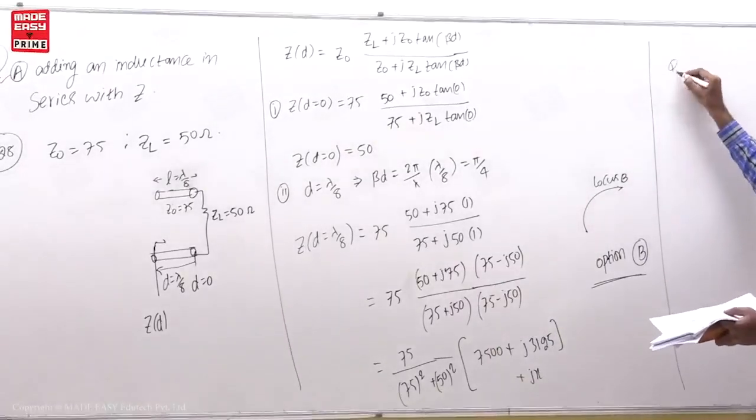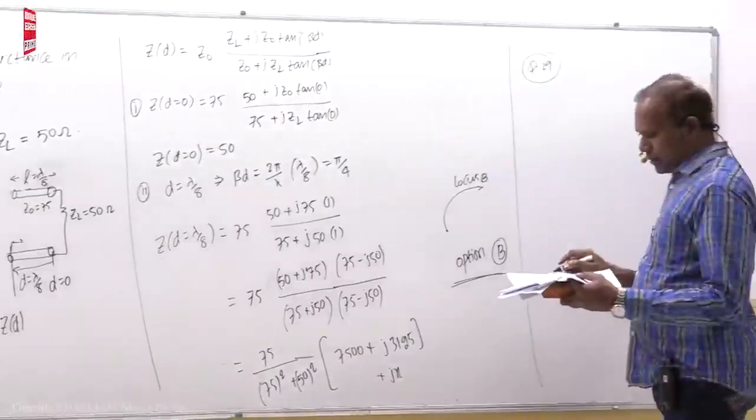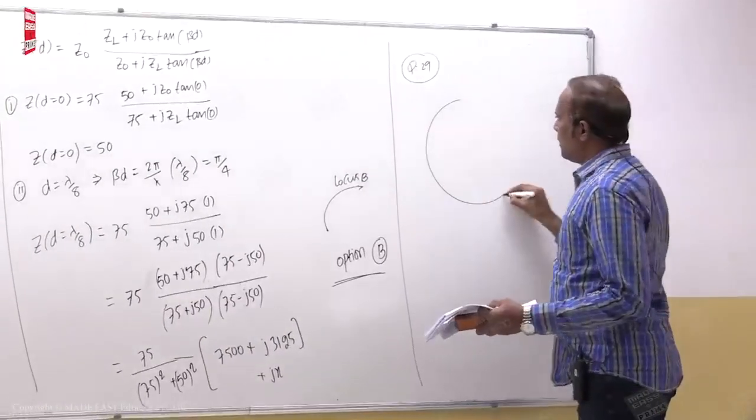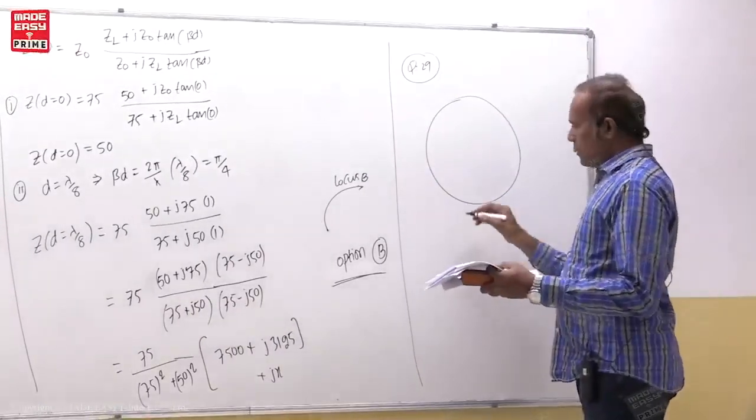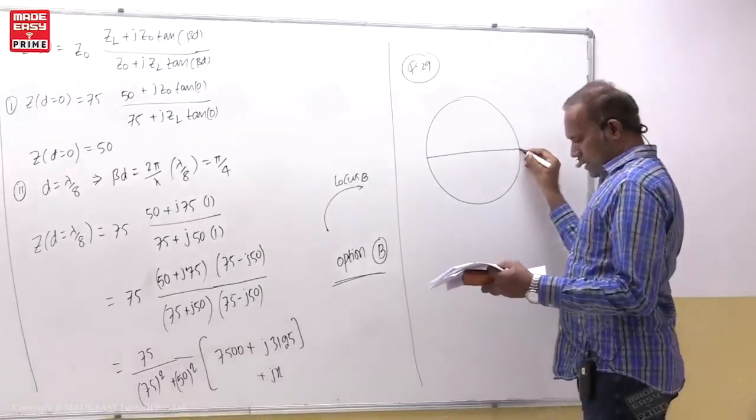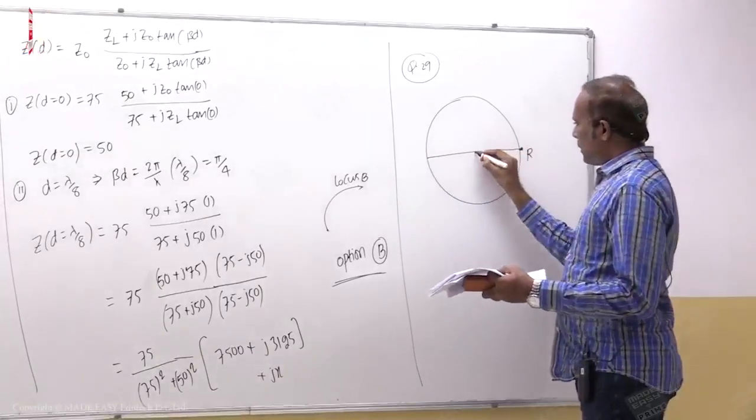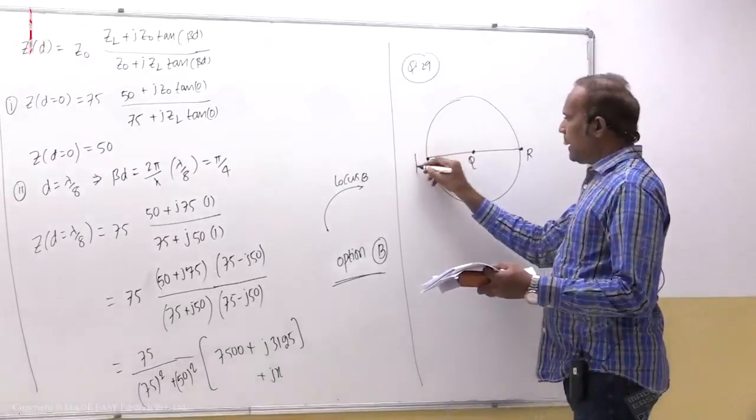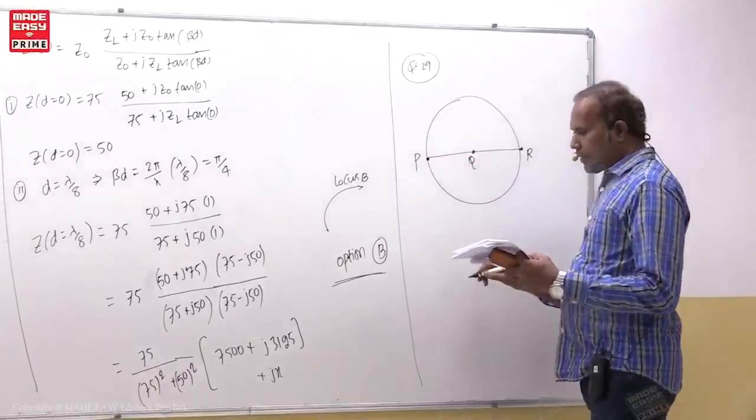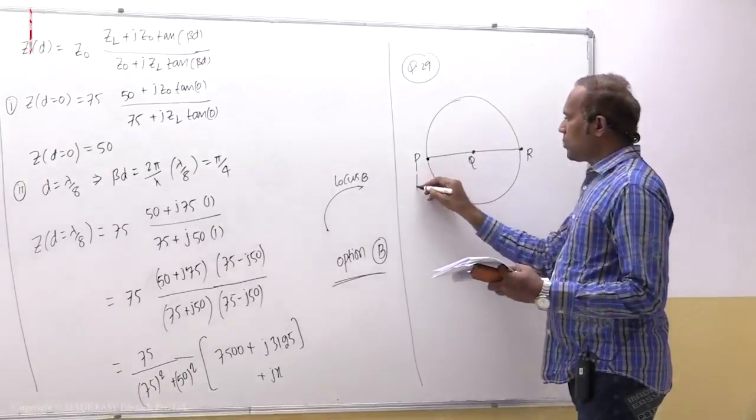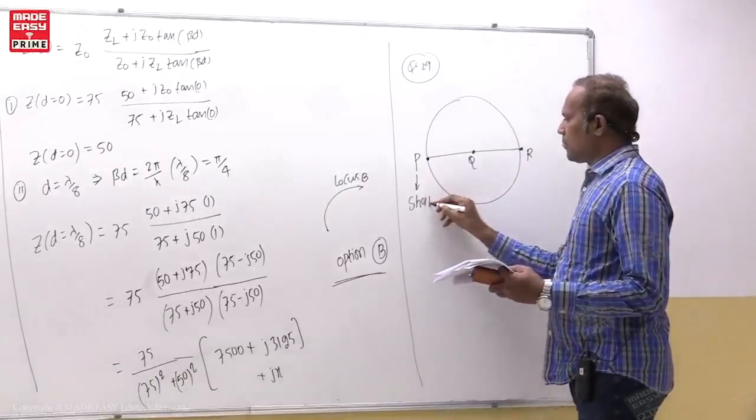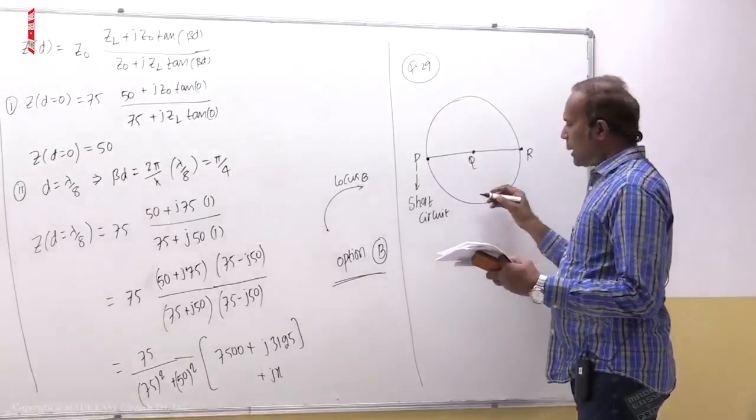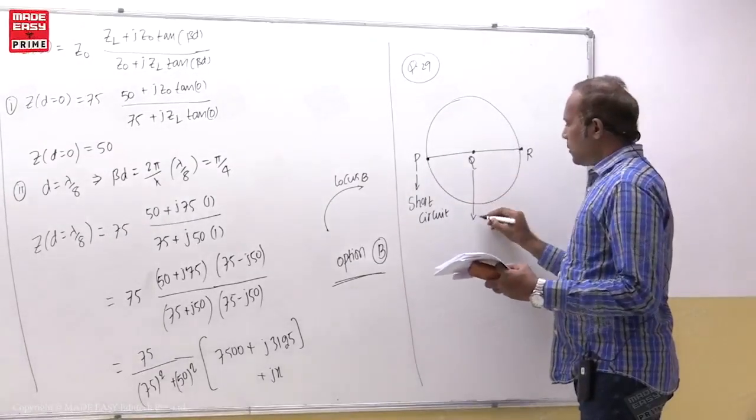Next, question number 29. This was already discussed in the class. So this is the Smith chart. Then this location R, the central point called Q, this location called P. So what is this location P? P, student, is short circuit. What is this Q location? Matched load.